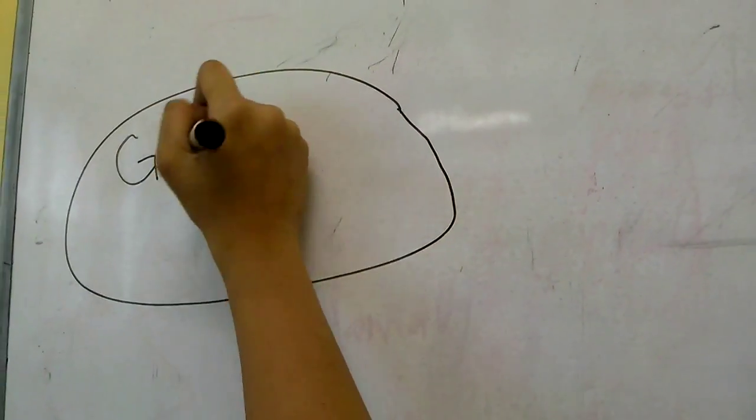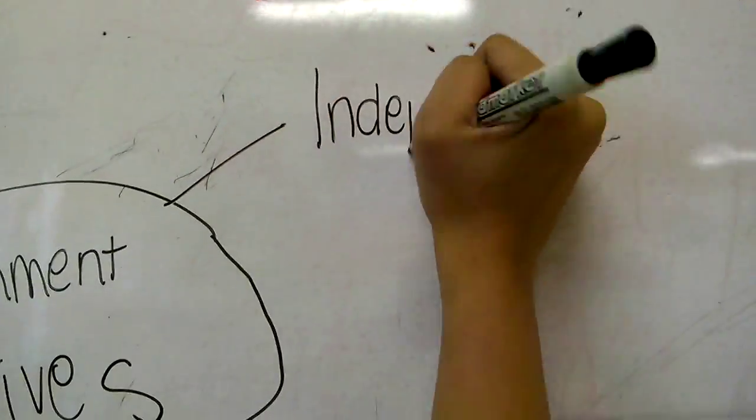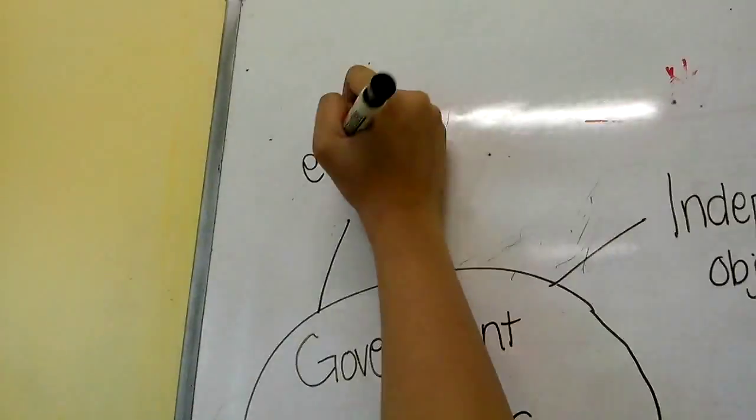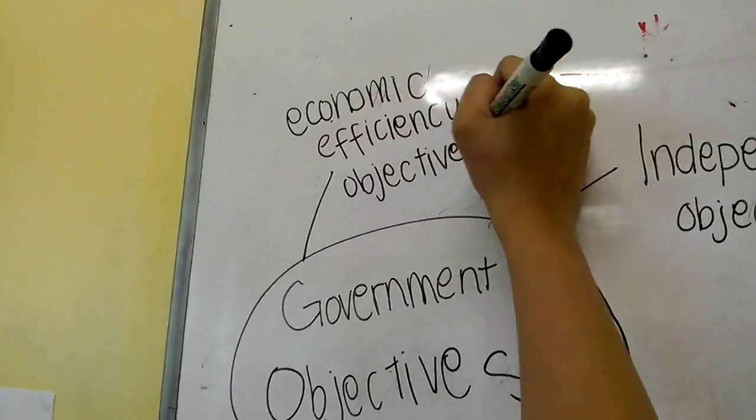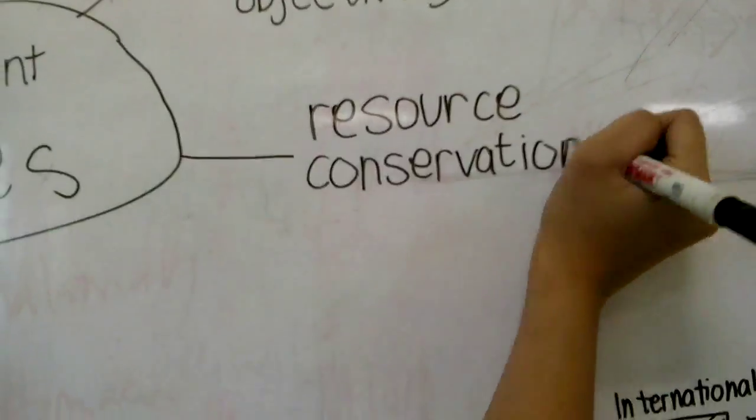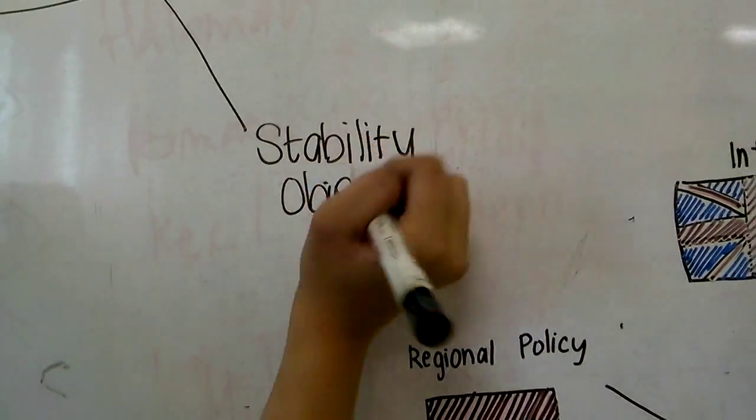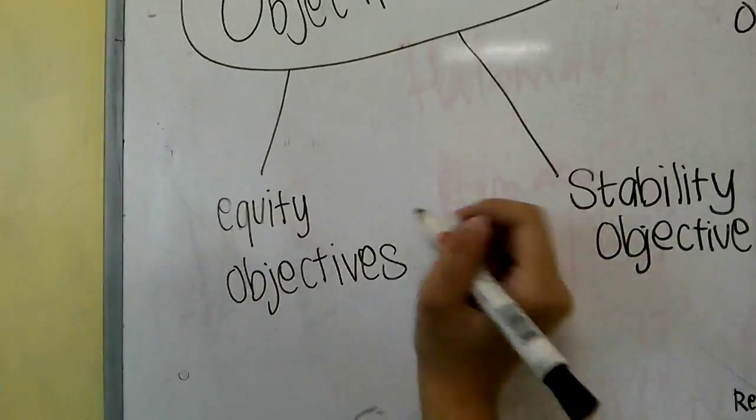And I'm Miko. Now I'm going to talk about 5 government objectives that each country mostly uses, and 2 types of common government policy. And I'm going to talk about how and why different countries use economic policies to control business activity. So, the 5 government objectives are independence objectives, economic efficiency objectives, resources conservation objectives, stability objectives, equity objective.